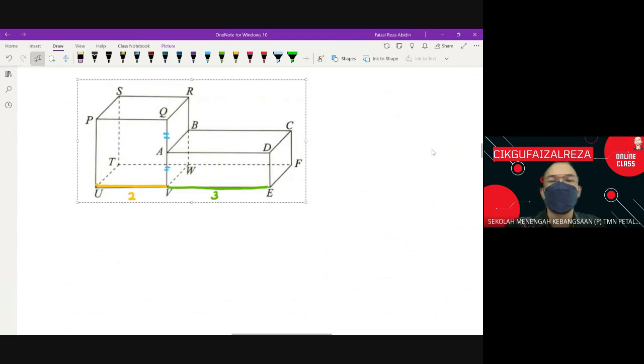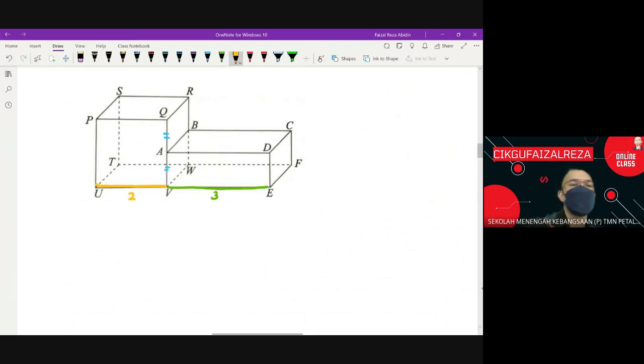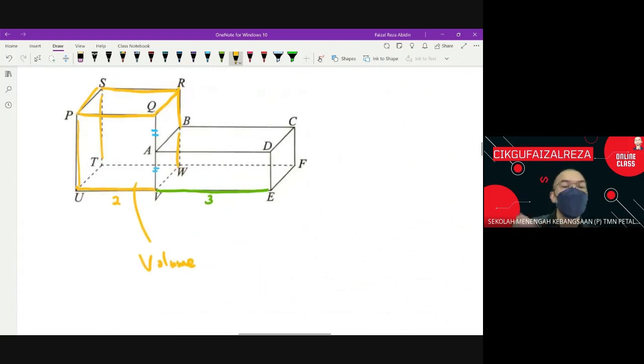Okay, girls. If you look over here, we know this is going to be our cube, isn't it? This one, the yellow one. Everything here is going to be our cube. So the volume pula. Dia kata apa tadi? The total surface area, isn't it? Total surface area is 216.